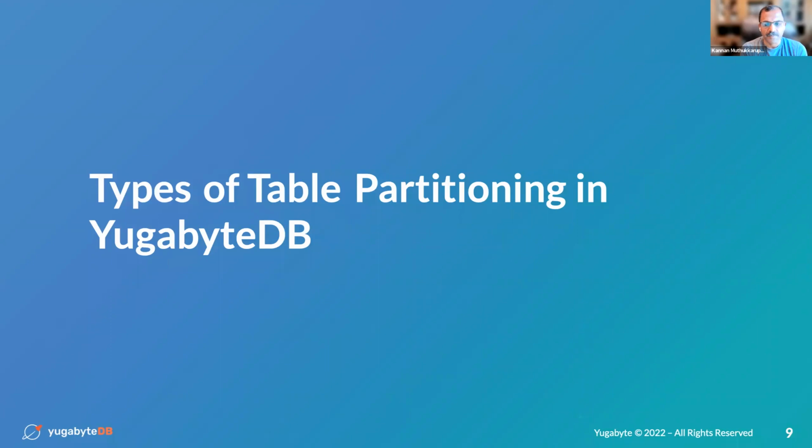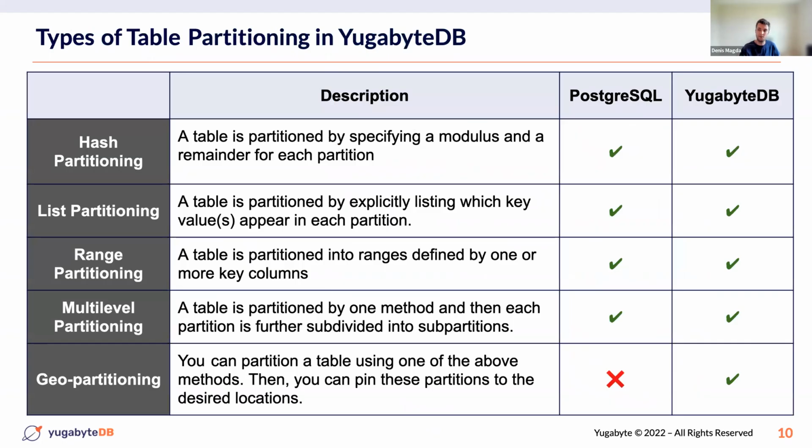Now let's talk about the types of table partitioning in YugabyteDB. I will quickly walk you through all the types that are supported, and then I'd like us to explore them in practice, because I want you to witness how you use, let's say, hash, list, or any other type of partitioning. So let's start with the first one, hash partitioning. This is the basic one. It's when you have your original table and you want to partition it by specifying a modulus and a remainder for each partition.